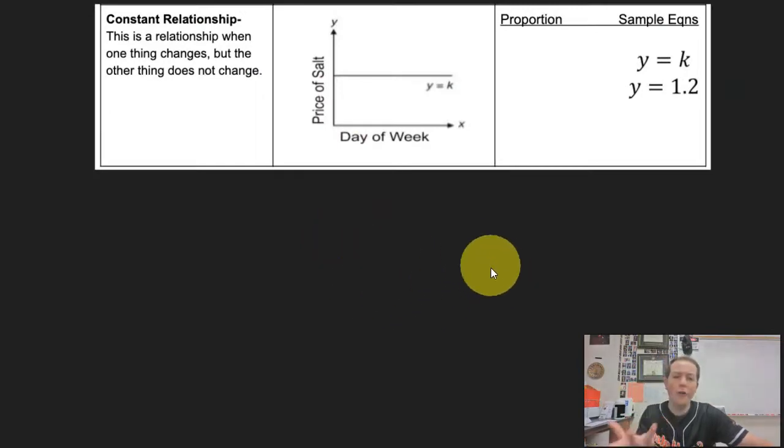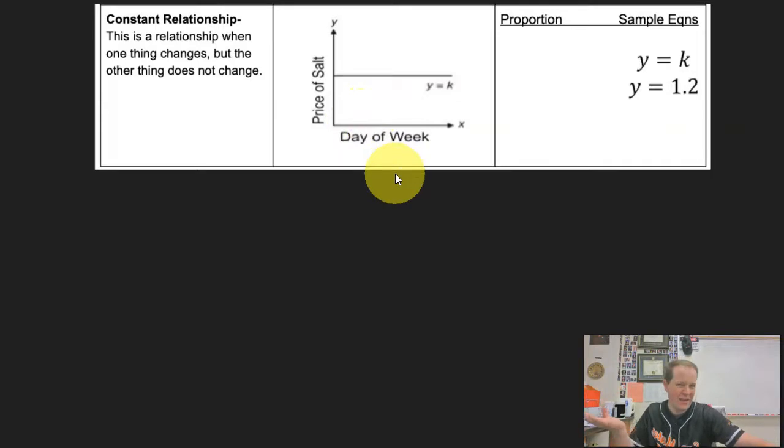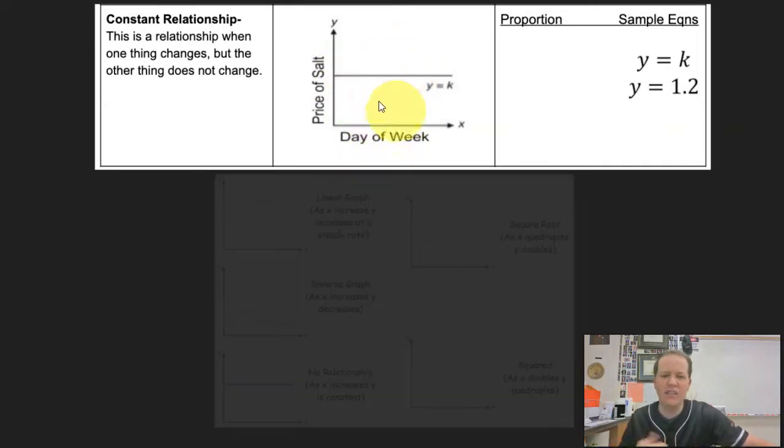There are other relationships. This shows a constant. If there is no relationship, if there is no proportion, it's just constant. For example, if you go to the supermarket on Monday or Tuesday or Wednesday, the price of salt is probably the same. We'll pretend we're ignoring sales going on. But more or less, the price of salt doesn't depend on the day of the week. So there is no relationship. It's just staying the same.